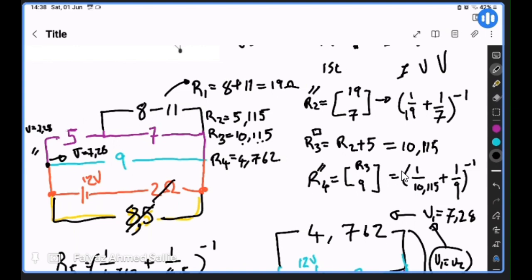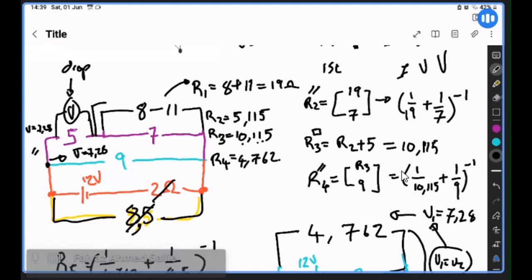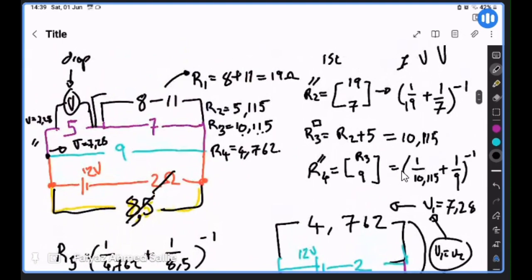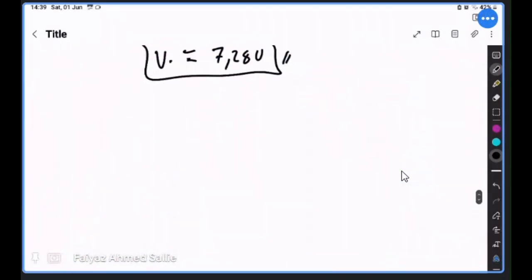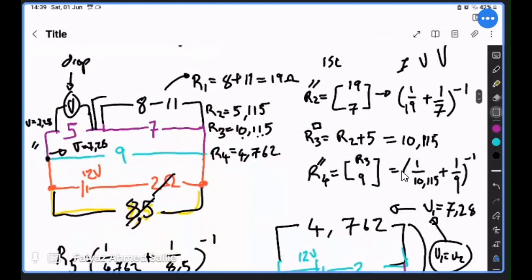But remember that this is in series with this one. So there's going to be a voltage drop over here, because it's in series. So because of that voltage drop, we're going to find a current over there. So let's copy this here quickly.